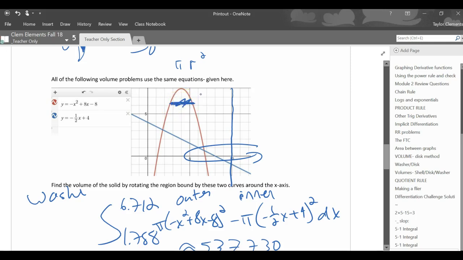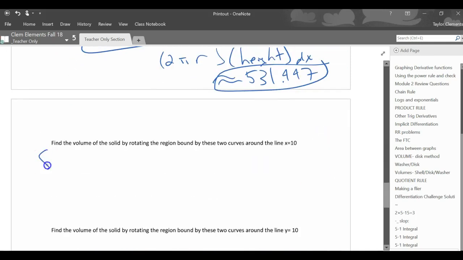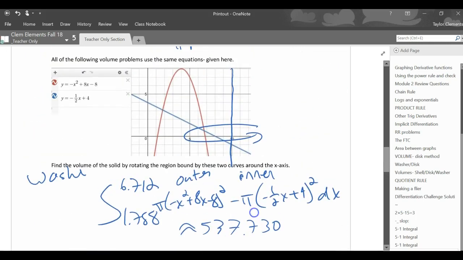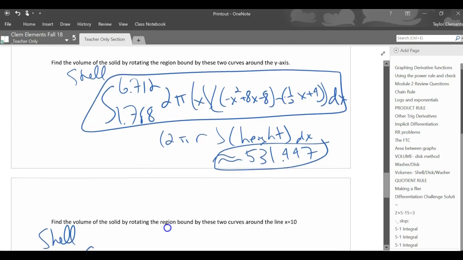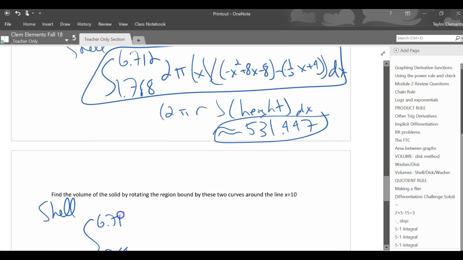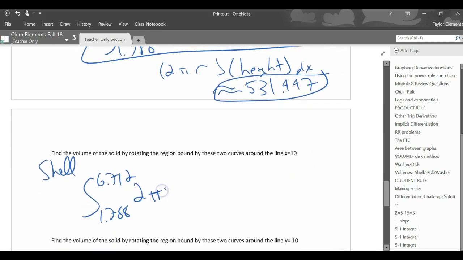Let me erase this. Okay. Let's see. So shell. Still doing vertical slices here. This is still a vertical slice of a shell. Right, you get some shell that kind of looks like that. So still vertical slices, so still the same integration, 1.788 to 6.7. Let's see, 2 pi r.